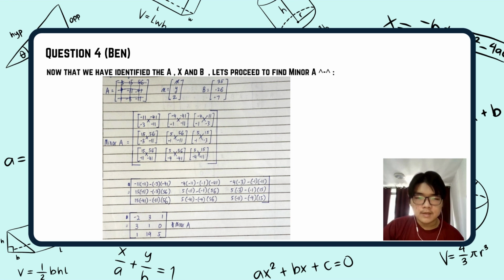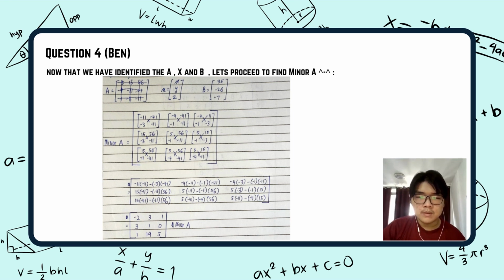So after we complete all those, we must do cross multiplication, then minus them. For M11, we have -11 times -11. Then we must minus the -3 and -41.